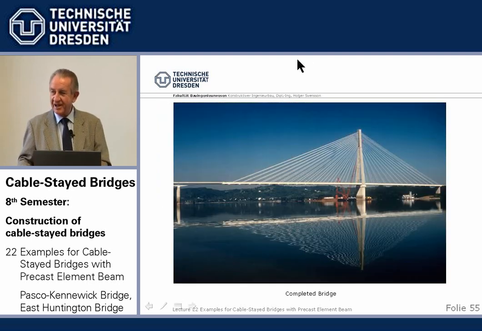And here we have the completed bridge. Here's, by the way, still the floating crane standing. And it looks very nice, I think, again, with the white cables.